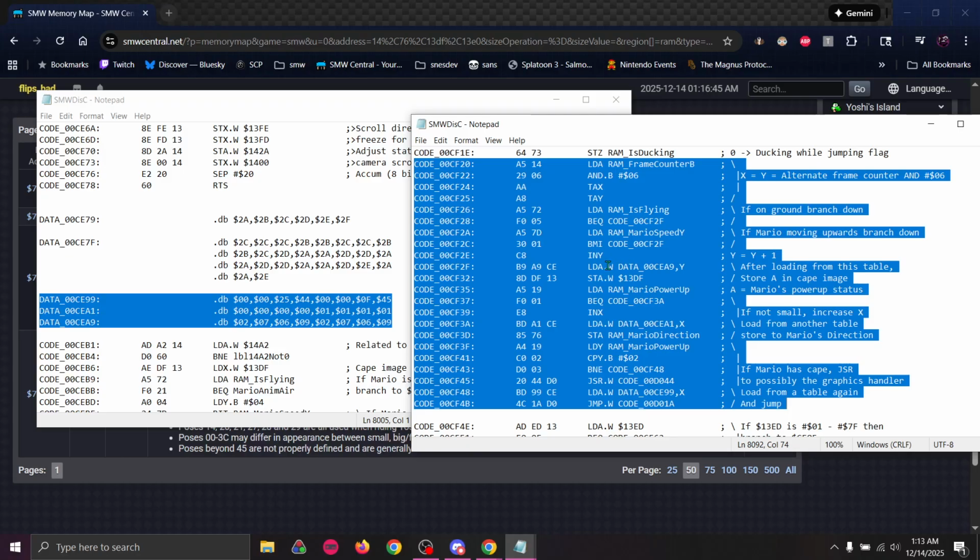So then you can see it loads in the data from our first table, LDA data table address indexed by Y. And if we look at that table, it's this one here, the third one down, the one that goes 2769, 2769. And whatever it gets from there.